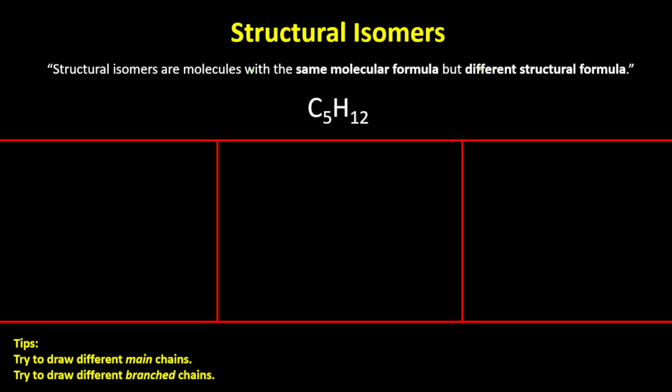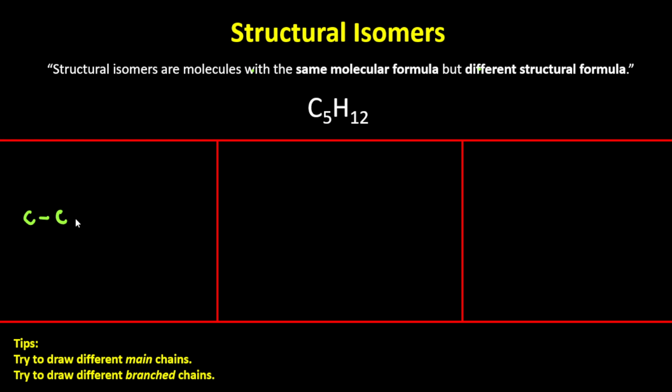So isotopes are what? Atoms which have the same number of protons but different number of neutrons. For structural isomers, they have the same molecular formula, but they're going to have different structural formula. So what I mean by that is that when you see C5H12 and I ask you to draw a display formula, this is what you would draw.